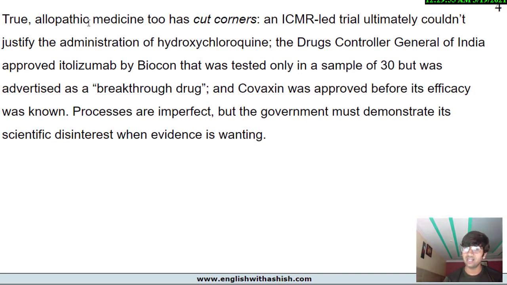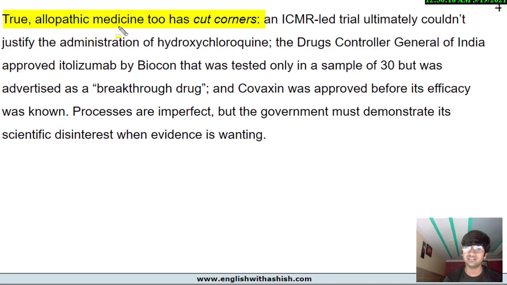True, this is true. Allopathic medicine too has cut corners, right? Cut corners means they've done things in a way to save time, to save money, right? True, allopathic medicine too has cut corners. This is a complete sentence. It's an independent clause.